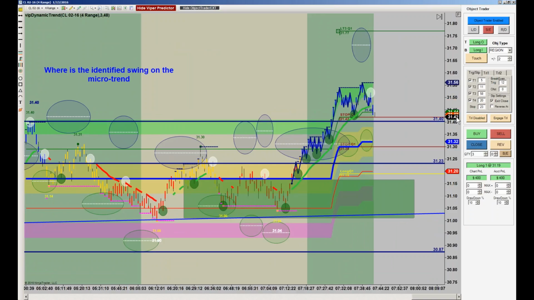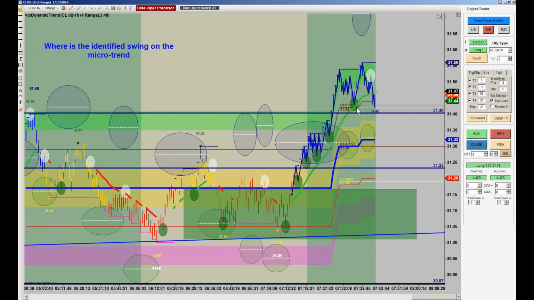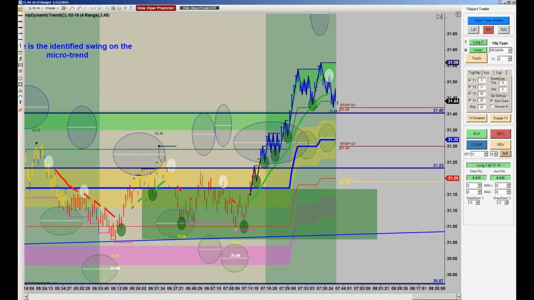This is this 3-trend trading. This is your micro trend right now. Look at it testing that line. See why this exit on close is so important? Well, that one took it out.